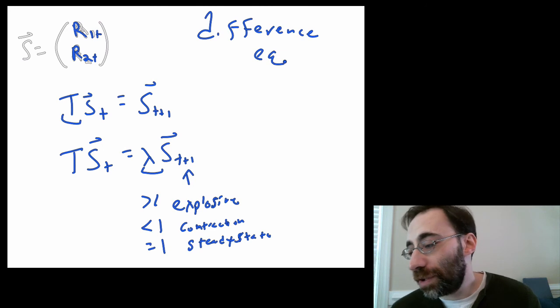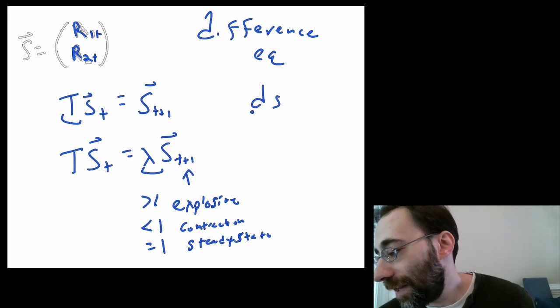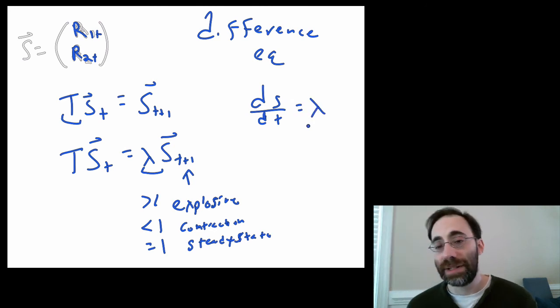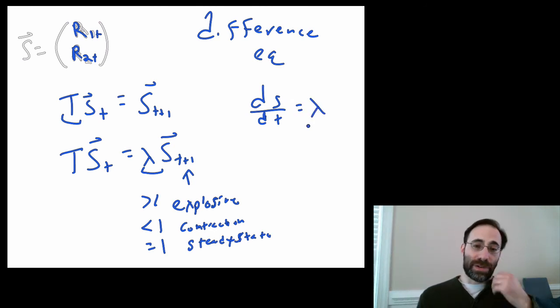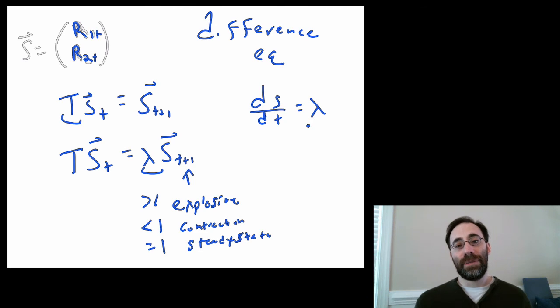And just for reference, a differential equation might take a state and tell you that the change in state over time is equal to, if it was a constant, this constant. So that's a differential equation. These are difference equations that give you discrete changes over time. So that's it. This gives you a sense of where these things are used.